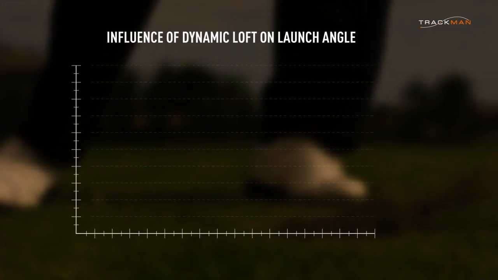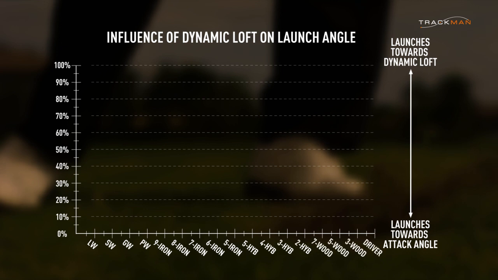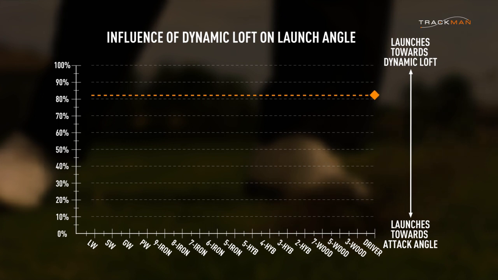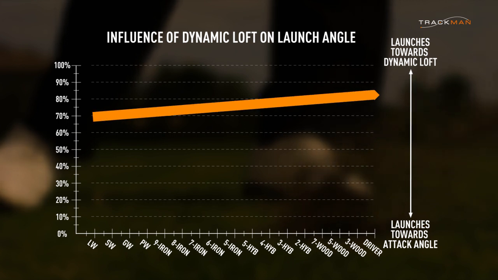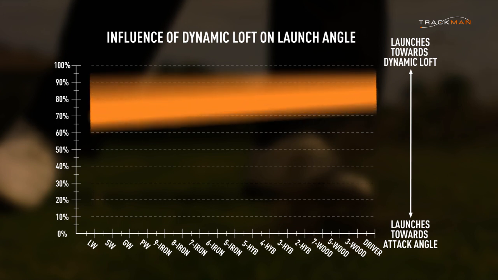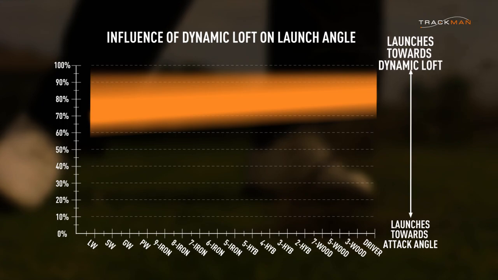As mentioned, the dynamic loft's influence for a driver is approximately 4 times greater, meaning that it accounts for around 80% of the launch angle. That value for a 6-iron is 75%. In general, as the club's loft increases, the influence of the dynamic loft is slightly diminished. When taking into account other variables that can affect launch angle, it can be expected that almost all shots will fall within the shaded area. Dynamic loft will always be the predominant factor.